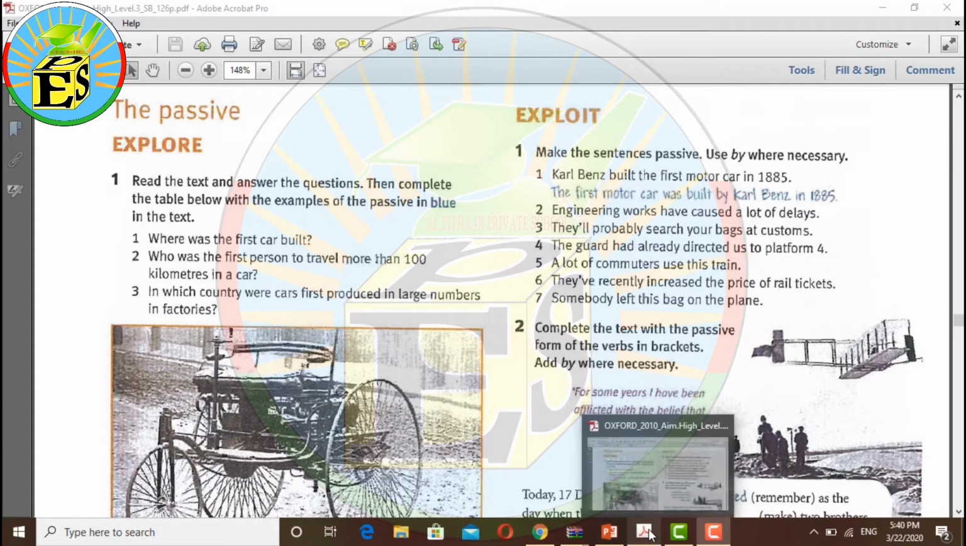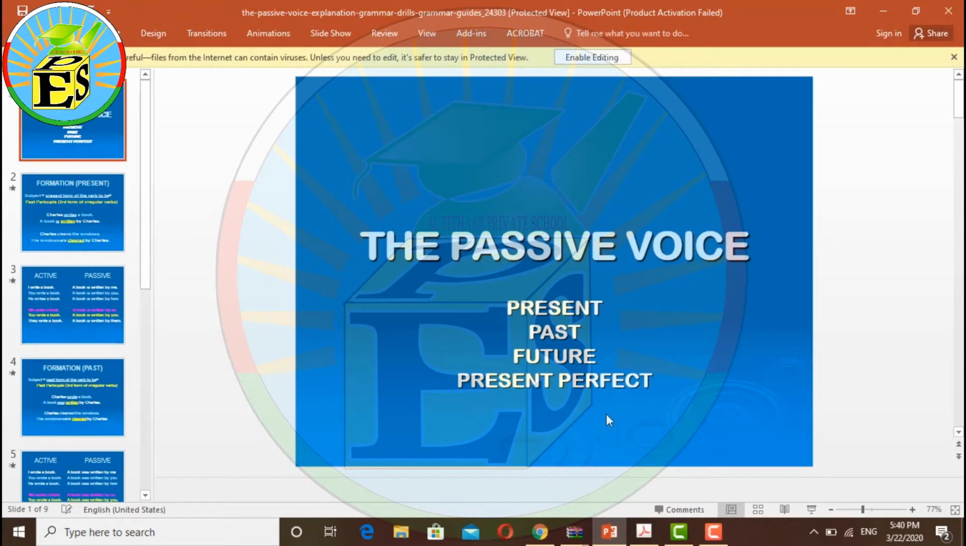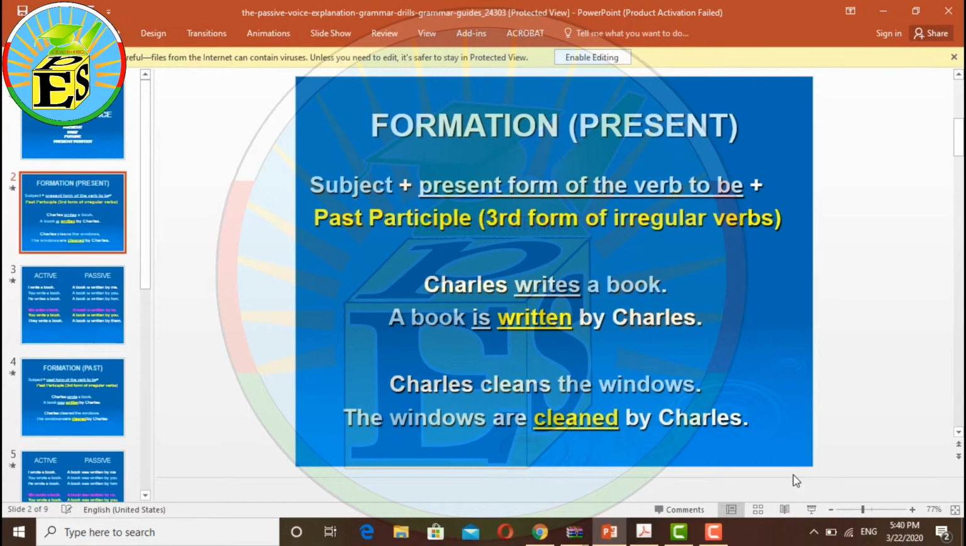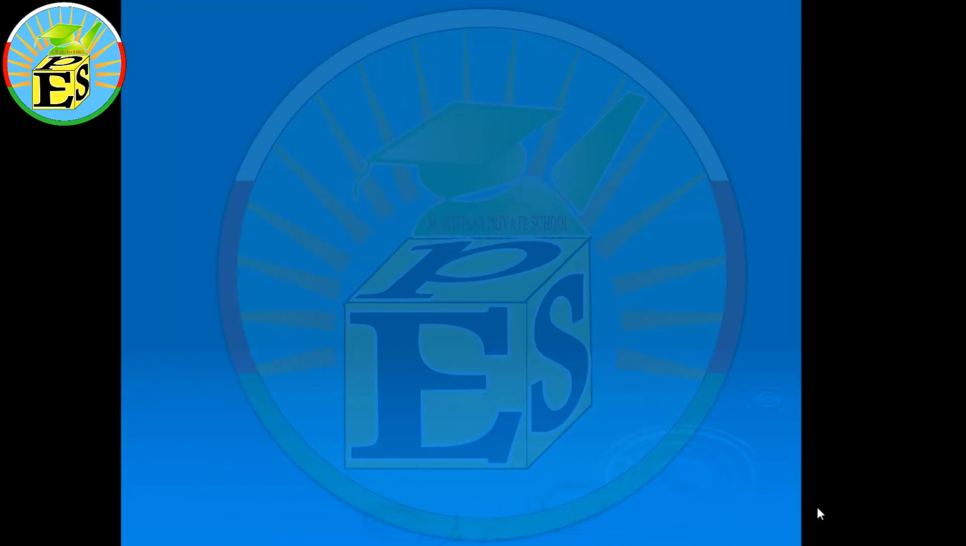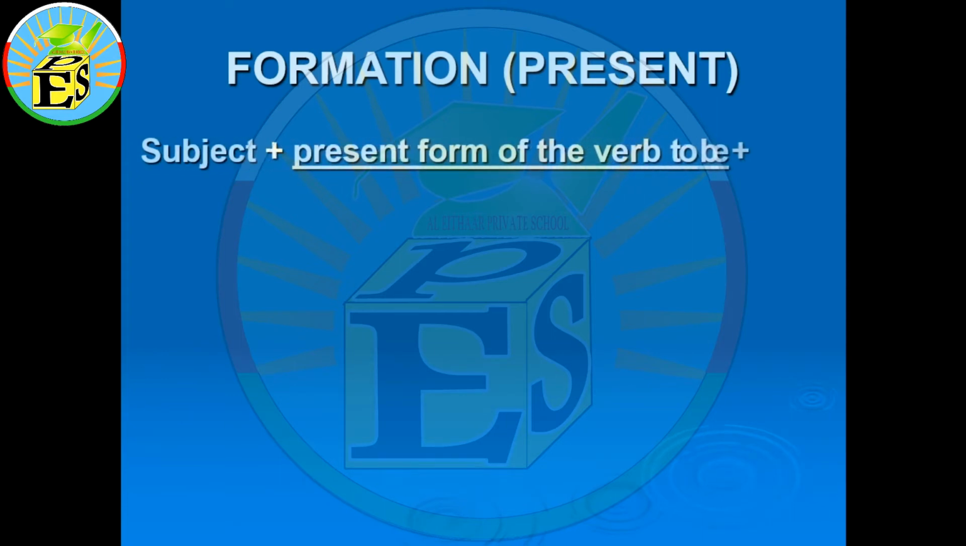Here we will learn all the sentences in passive voice. The passive voice in present and past, future, and present perfect. The first tense here, formation in present. Present simple. We will start with subject plus present form of the verb to be. Verb to be in present: am, is, are.